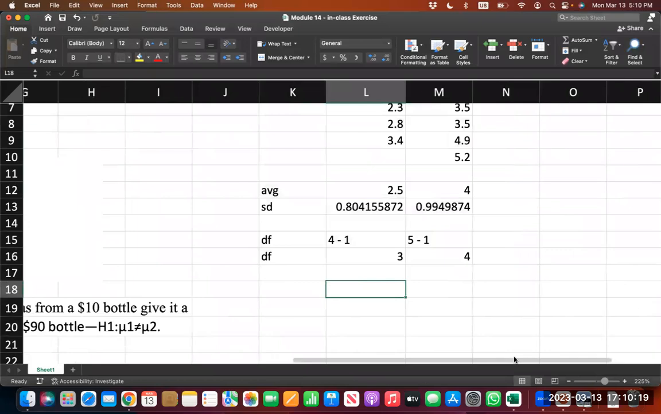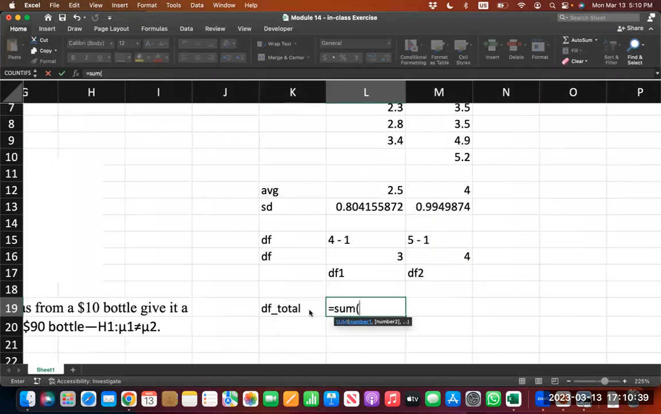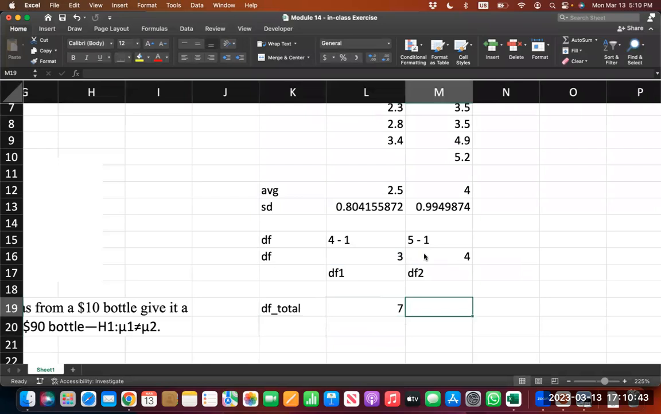So we have degrees of freedom of 3 and 4. Now we need to calculate something. You know how to calculate proportions, right? So we have a degree of freedom 1, we have a degree of freedom 2, and logically, we have a degree of freedom total. Our degree of freedom total is nothing else but the sum of 3 and 4, which we know is 7. That's simple.